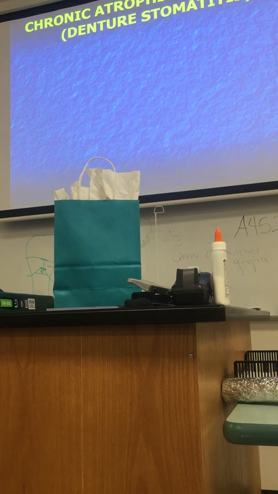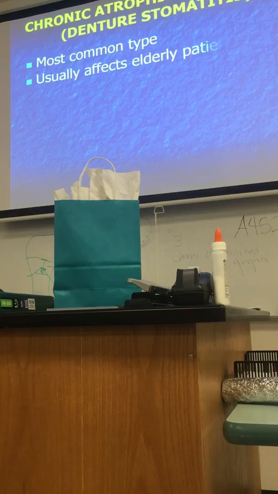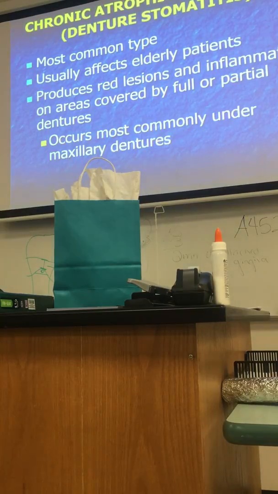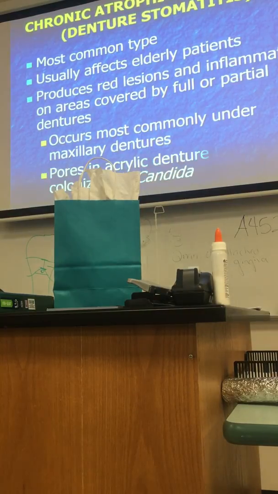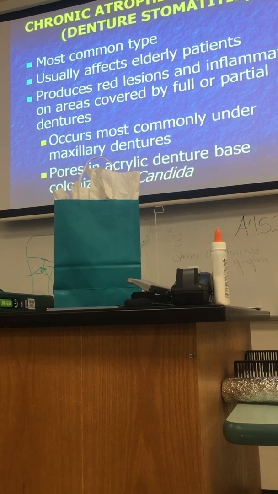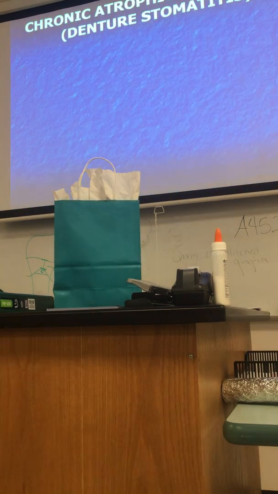All right, so chronic atrophic candidiasis. This is what we're seeing mostly in our elderly patients. This is also what we're seeing when we're looking at denture stomatitis, when they're not removing their dentures. I know you guys hate knowing two different words, but you gotta know it. So just make sure you're putting this together with denture stomatitis, and then you're gonna kill two birds with one stone, because you already know what causes it and what it looks like.